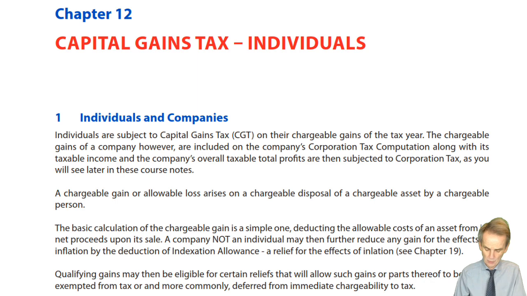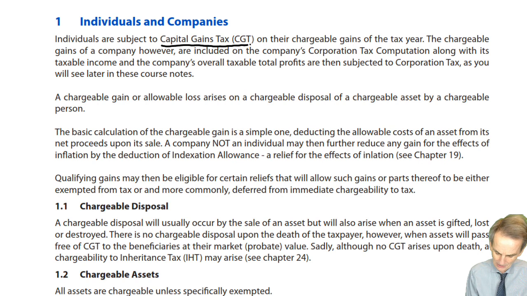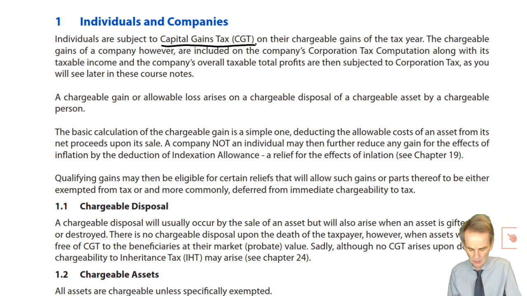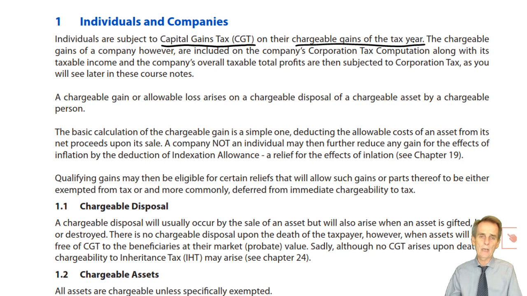So as an introductory sentence states here, individuals like you or I are subject to capital gains tax, which of course we'll know and love from now on as CGT, on their chargeable gains of the tax year. What we'll also discover, of course, is just like when you trade, there's no guarantee that you'll always make a profit from trading. And equally, there's no guarantee that you'll always make a capital gain on the sale of an asset that just happens to be a chargeable asset. Assets have a knack of going down in value as much as going up in value on occasions. Again, depending on events.